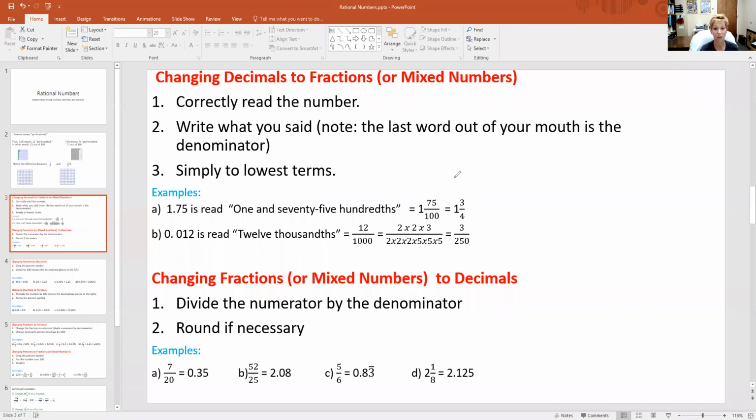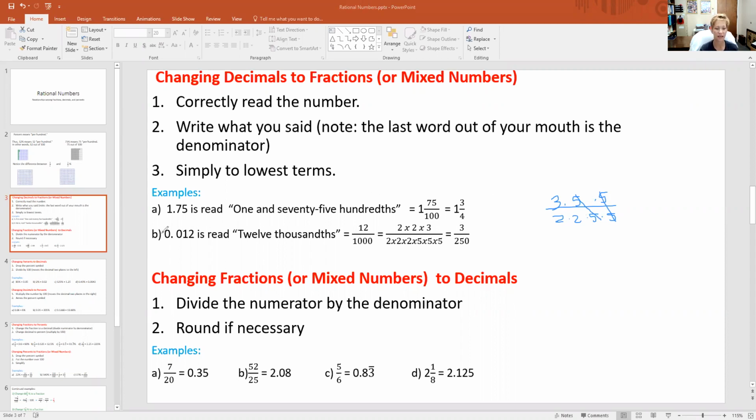Okay. Now you can come over to the side and make a factor tree. Remember, 75 is going to be a 3 times a 5 times a 5. And then 100 is 4 times 25. So if you divide out those ones, that's where the 3/4 comes from. So 1 and 3/4 should be my final answer.